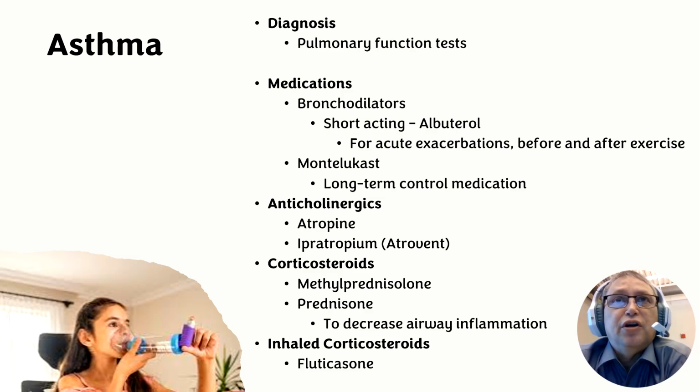Again, the diagnostics for asthma include a pulmonary function test, and medications are bronchodilators, specifically albuterol for rescue and for acute exacerbations, before and after exercise. Montelukast is a leukotriene modifier. Mucolytics help to break up mucus buildup and help control the productivity of the cough. It is generally a long-term control medication. Anticholinergics, including atropine, can be used to help maintain the airway.